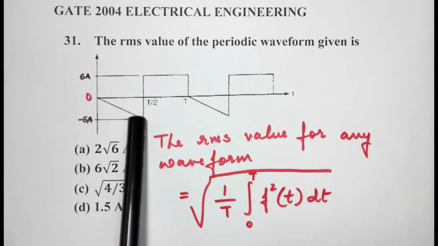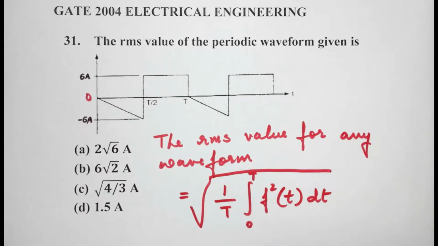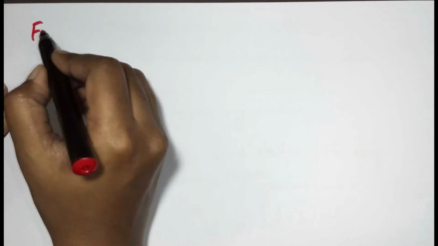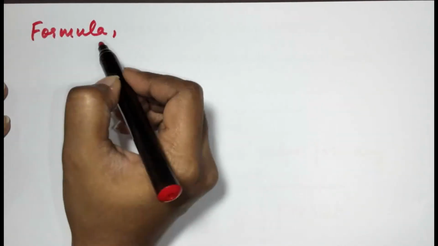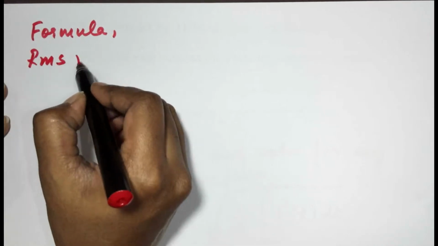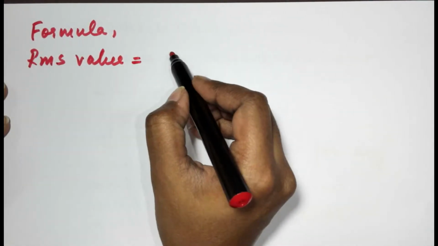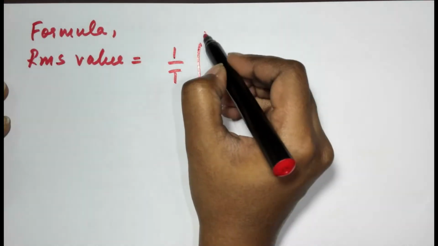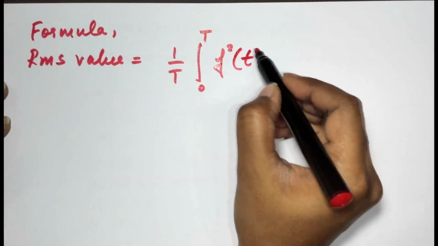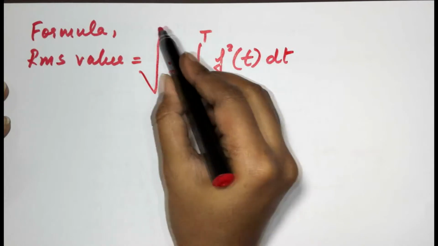Now because we have this slope here, we have to go back to our basics about writing down the equation of a straight line and then solve. So let me just grab another sheet of paper and we'll begin. Okay, now let me first write down the same formula. Formula for RMS value, which is 1 by T root of integral 0 to T f square of t dt.